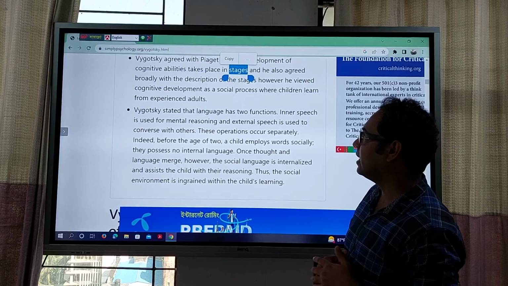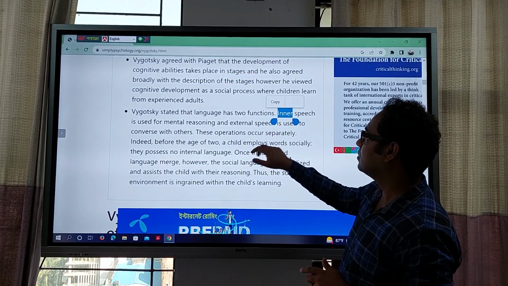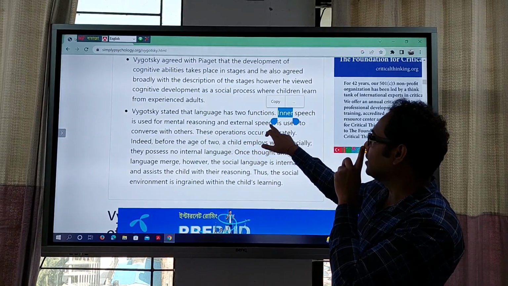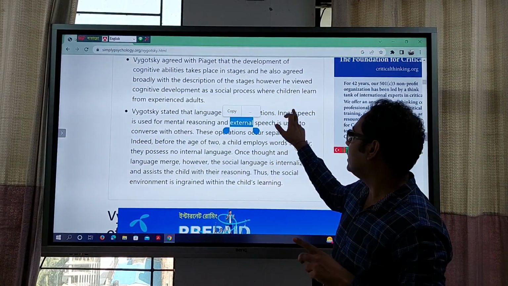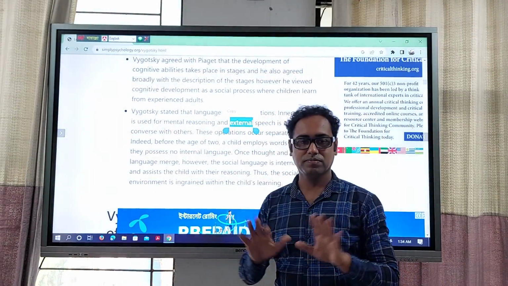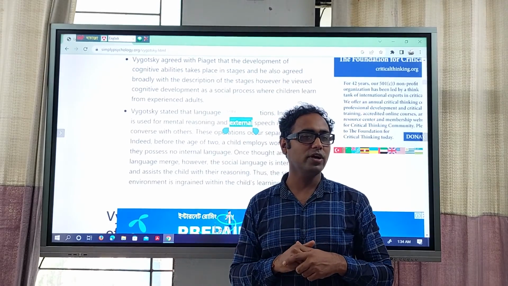So this is the last. Vygotsky stated that language has 2 functions: inner speech in mental reasoning, and external speech used to converse with others. So there are 2 types of speech: inner speech and external speech. What do you understand by this?